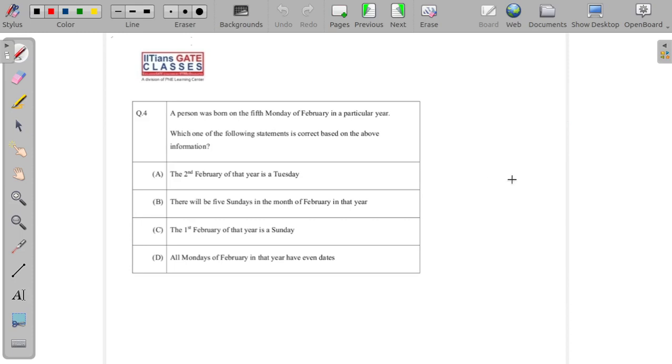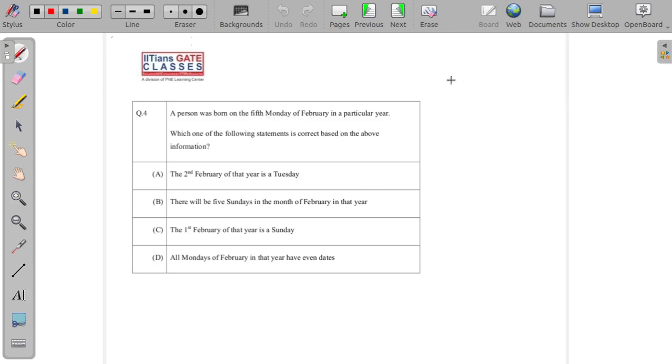A person was born on the 5th Monday of February in a particular year. Which one of the following statements is correct based on the above information? And the 4 options are there. The 2nd February of that year is a Tuesday, 5 Sundays in that month of February in that year. 1st February of that year is a Sunday, and something else. Let's just find out what's special about this. They're asking for a very specific case. So it's saying 5th Monday of February.